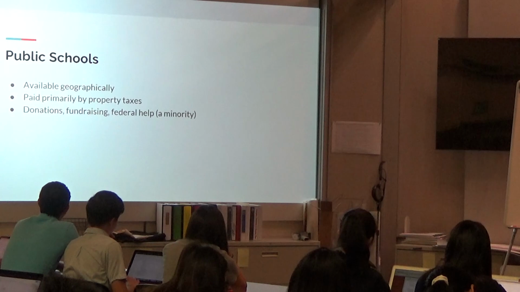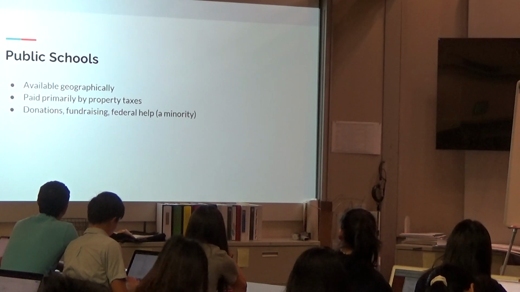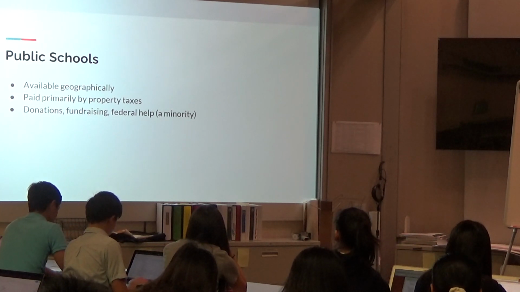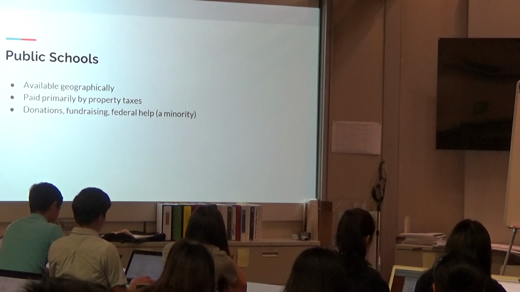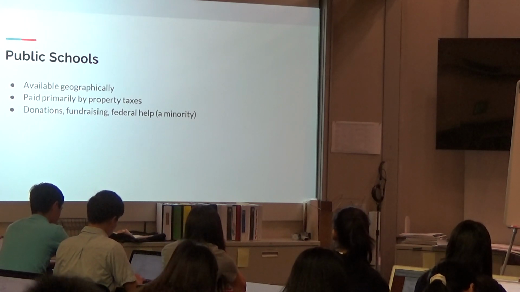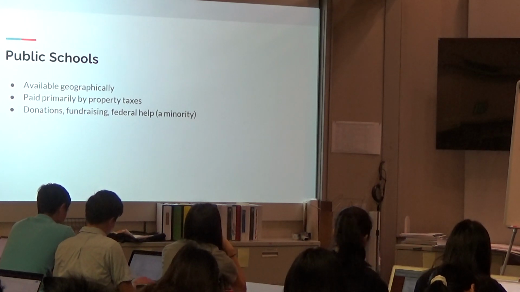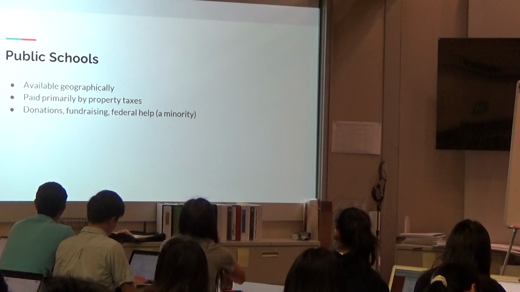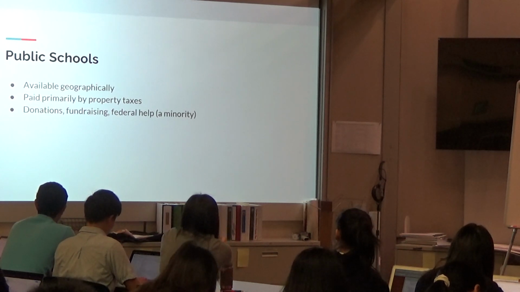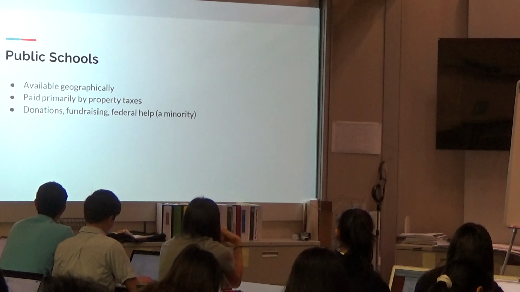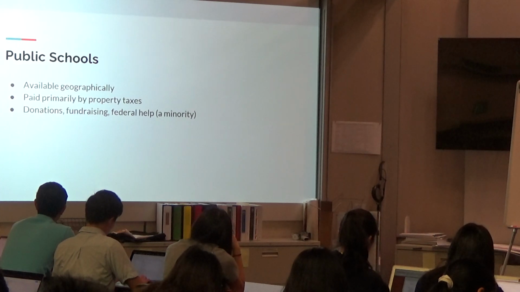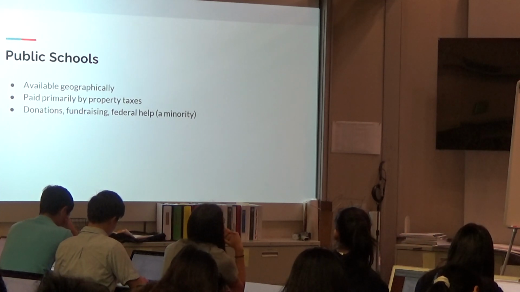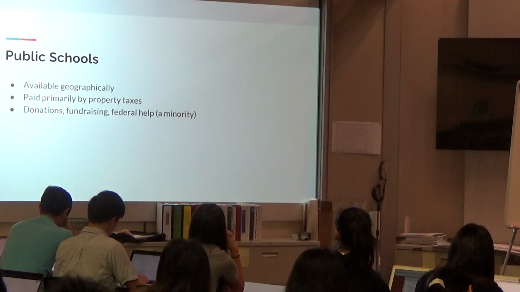Public schools are available geographically, meaning that if I live in someplace X, and this place X is under a public school district, then I am obligated to go to this public school, unless of course I go to private school or boarding school or something like that. Public schools are generally paid for by property taxes, which means that the houses that you buy are taxed, and that money usually goes to the schools. That money is what's funding the schools.